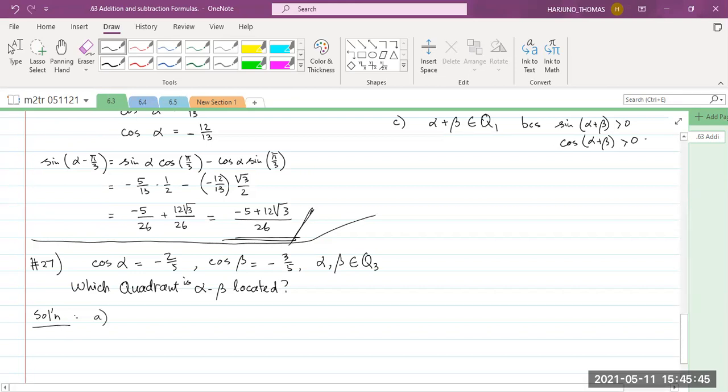Now, to answer this question, we start with sine alpha minus beta. It's not who it is, it's about how they behave. Put it under sine, see what happens. And then after that, put it under cosine, see what happens. Is it positive or negative?